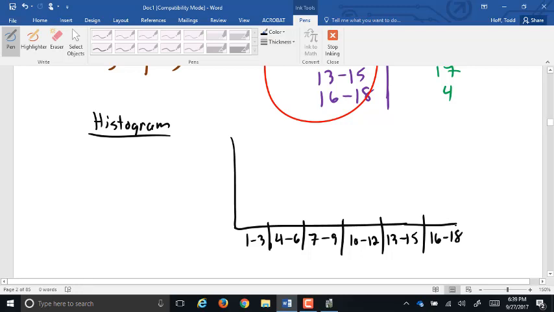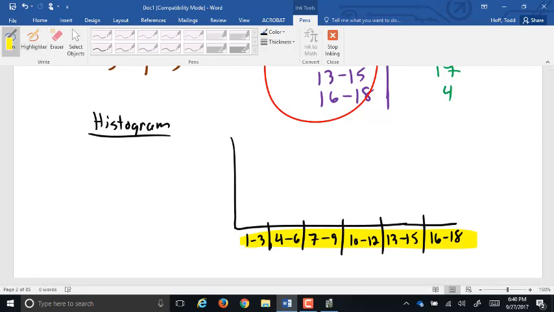Now here, does it matter what order I put these in down here? It kind of does, because it goes from one to the other. Whereas with the categorical ones, I could put them in any order, and any order made sense. It wouldn't make sense to put the 10 to 12 in front of the 4 to 6.